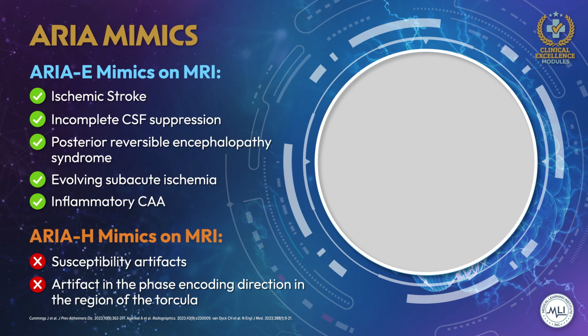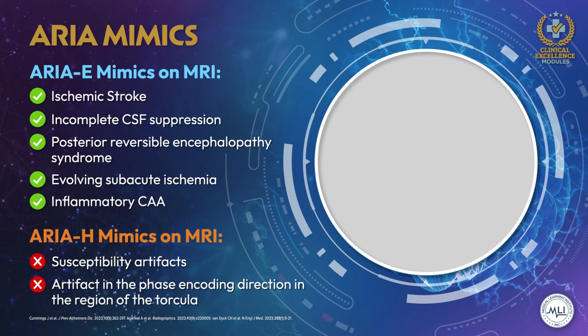Importantly, ARIA-E does not always show diffusion restriction on DWI, and approximately half of ARIA-E lesions may be DWI negative. When DWI hyperintensity is present in ARIA-E, the ADC map typically shows increased signal consistent with T2 shine-through rather than true diffusion restriction. In contrast, ischemic stroke is characterized by reduced ADC values reflecting cytotoxic edema.